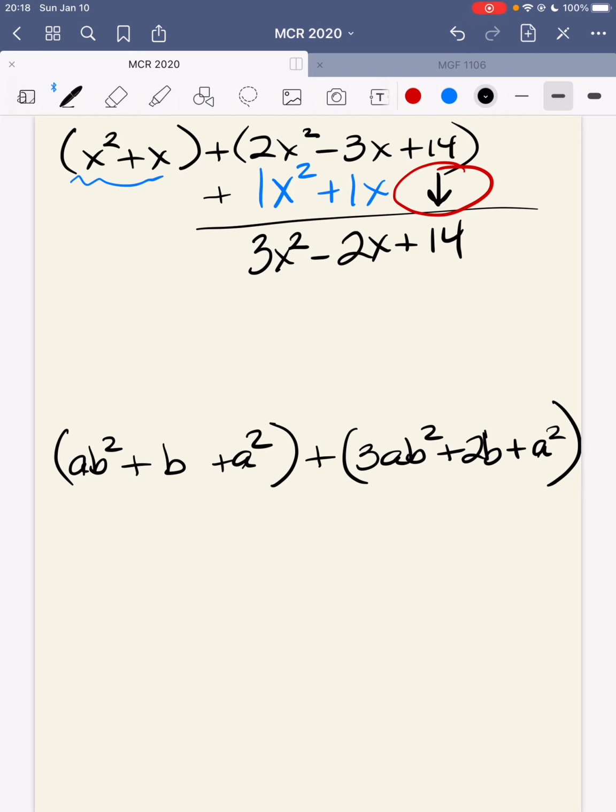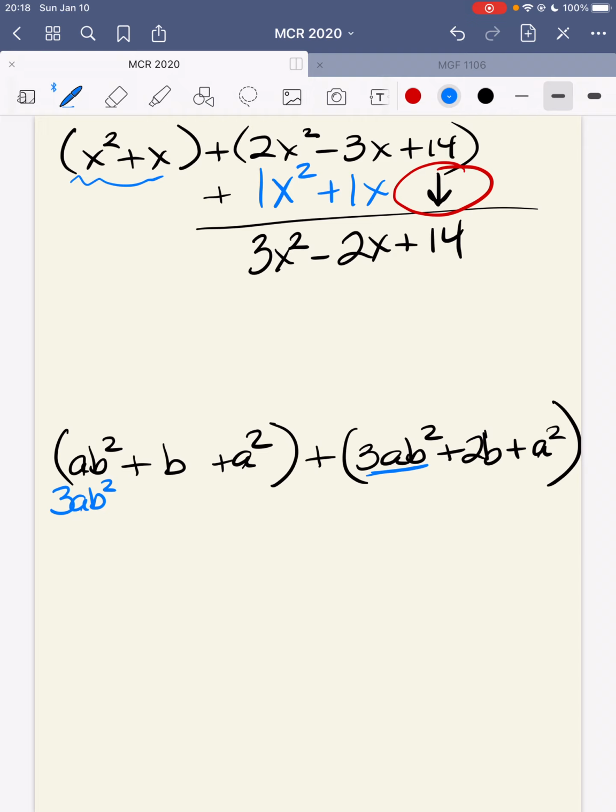Okay. And we're going to go ahead and look at this one too. This one looks a lot more complicated, but it's really not. What we're looking for is the like terms. All right. And so I have an AB squared. What I want to look for in the second one is, do I have an AB squared? I do. It's right here. So my 3AB squared is going to get written underneath.